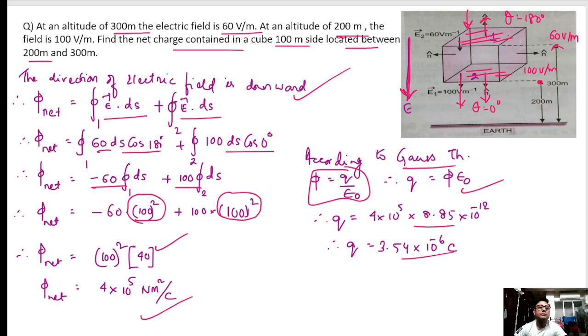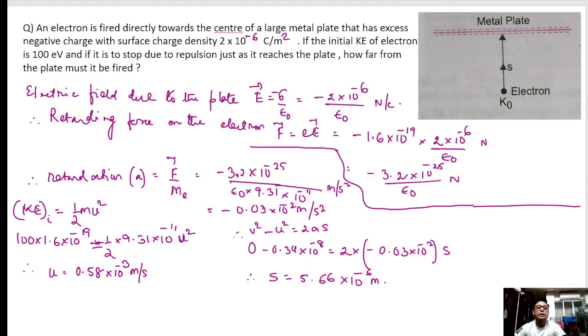Next sum, let's see friends, what is there? An electron is fired directly towards the center of a large metal plate. So here we are firing an electron towards the metal plate. And that has an excess negative charge with surface charge density sigma given. If the initial kinetic energy of the electron is this, so here the kinetic energy becomes 0, and here the kinetic energy was 100 electron volt.